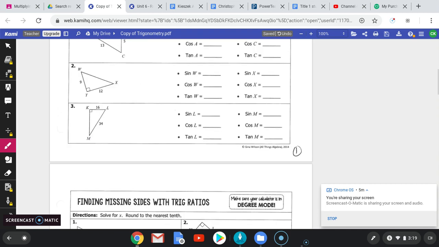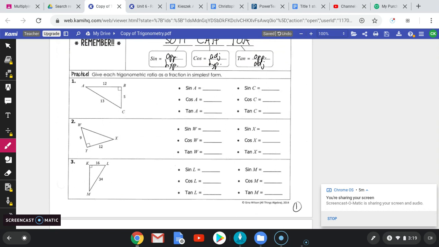So look at this here. We're just going to look at the ratios of these different triangles. For number one, they gave you all three sides. That's not always going to be the case for a right triangle, which we'll see in the next example, but they gave you all three sides.